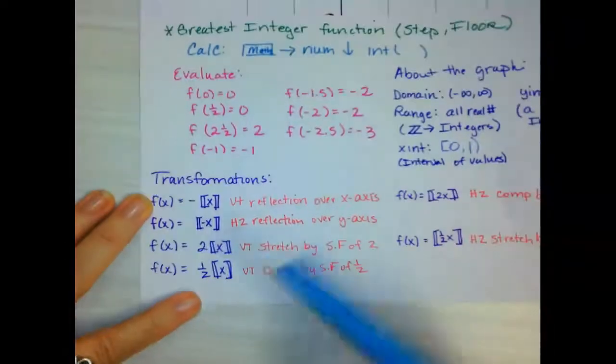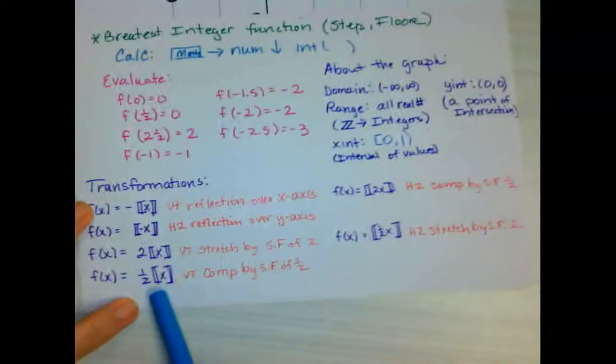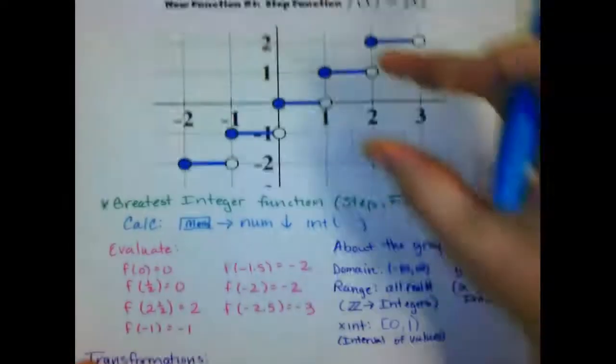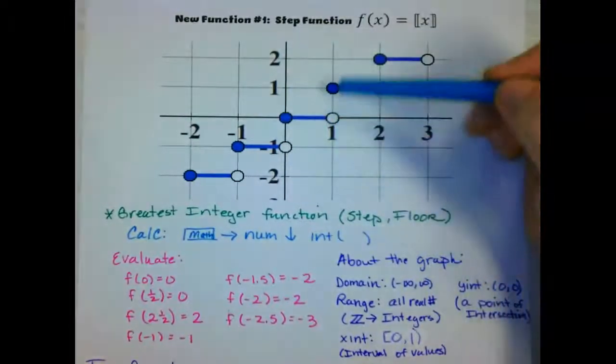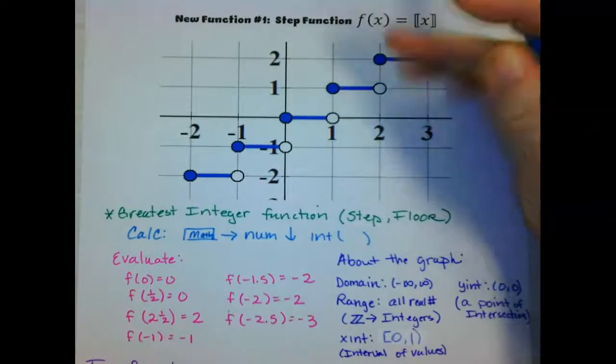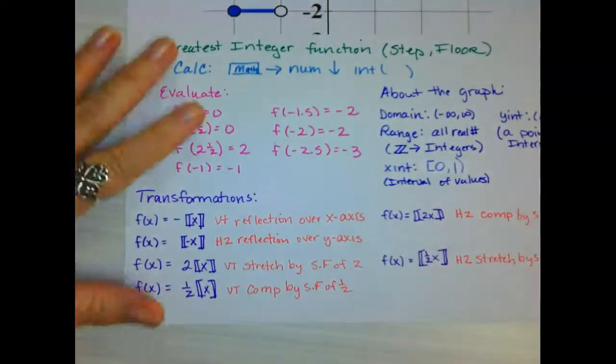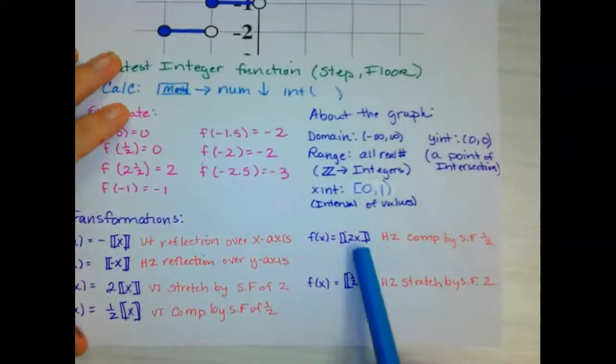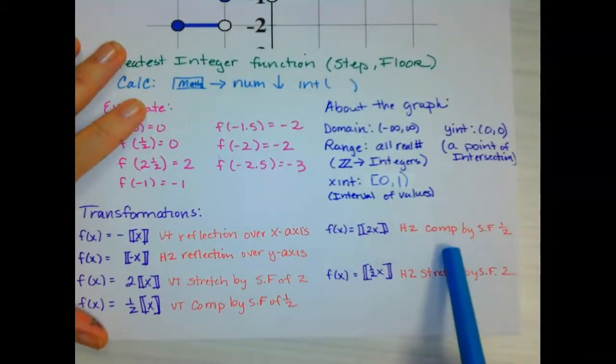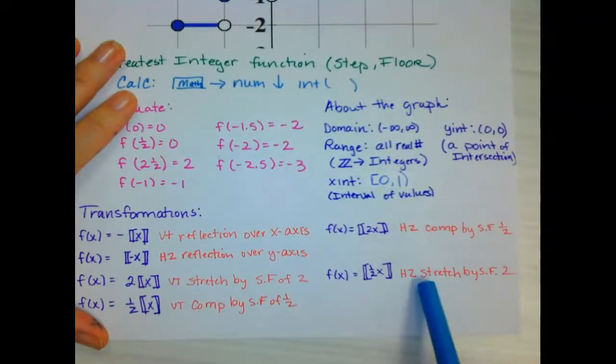The 1/2 would be a vertical compression, so that means I would go over 1, but instead of going all the way up, I just go halfway. So it's pulling them down and making them smaller. If I have a 2 inside, that's a horizontal compression by scale factor of 1/2. And then if I have a 1/2 inside, that would be a horizontal stretch by 2.